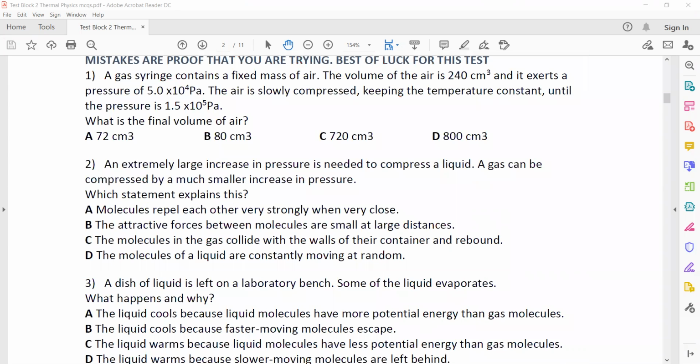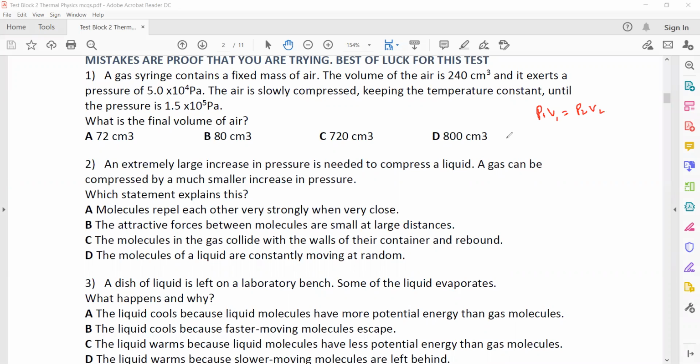In the first question, a gas syringe contains a fixed mass of air. The volume of air is 240 cm cube, and it exerts a pressure of 5 exponent 4 Pascal. The air is slowly compressed, keeping the temperature constant, until the pressure is 1.5 exponent 5. What is the final volume? So you will use Boyle's law. According to Boyle's law, we have P1 V1 equals P2 V2.